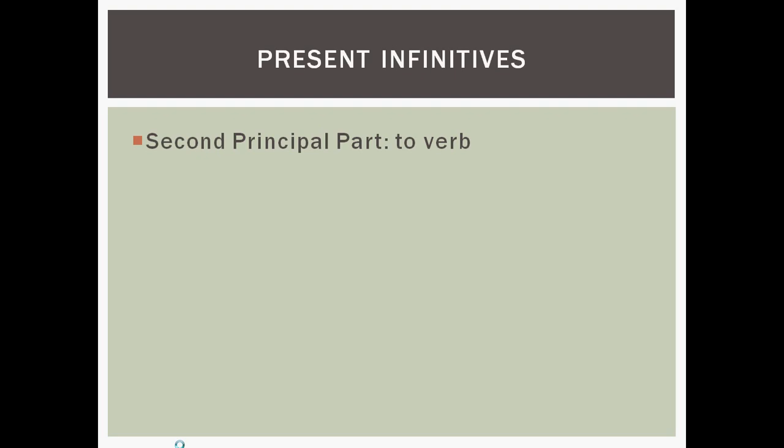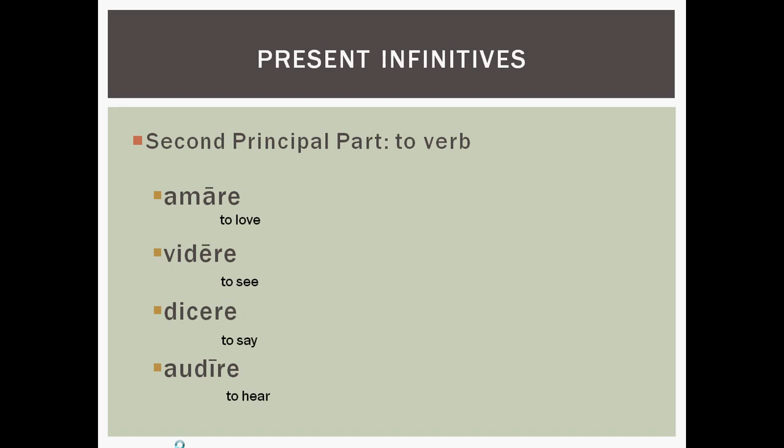So the present infinitive is the easiest one to start with. It's the Latin 1 infinitive, and it's the second principal part. So amo, amare; video, videre; dico, dicere; audio, audire. And that just simply means to verb. Now, it gets a little bit trickier when you want to make it passive, but it's not too difficult.